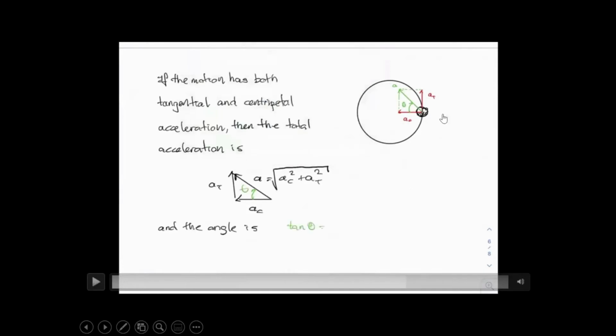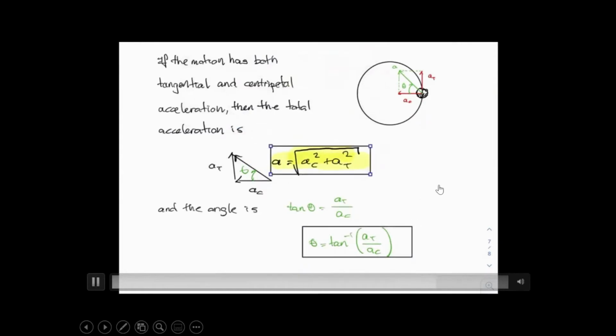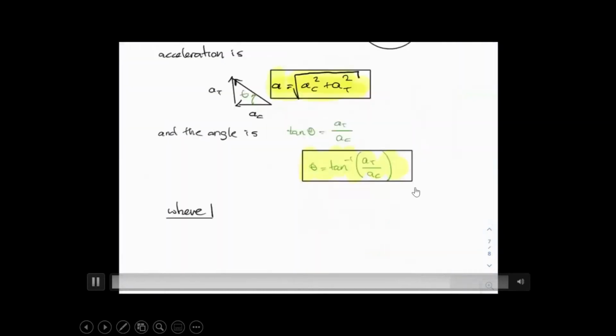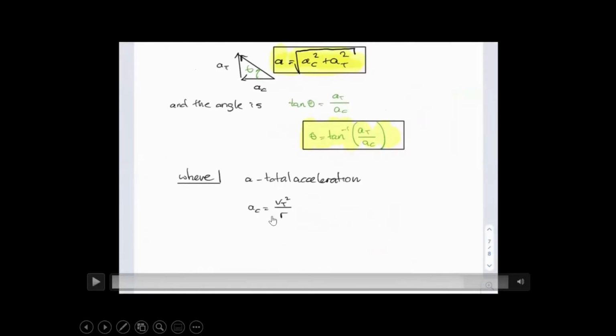The total acceleration is also going to have a direction. So the net acceleration and total acceleration do not necessarily point towards the center of a circle. It can be pointing at a different angle. This time, obviously, tangent is opposite over adjacent, so it's going to give you the tangent. So you can find the angle, and you can also figure out the total acceleration of the system. A represents the total acceleration or the net acceleration.